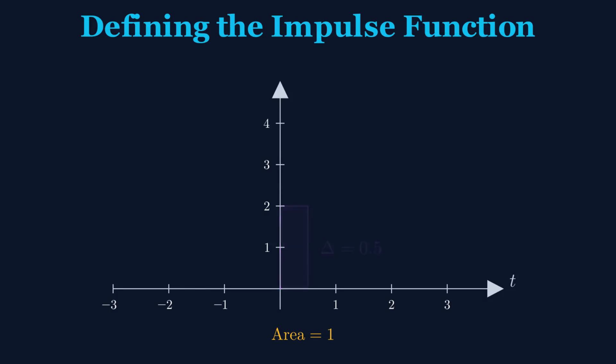Now take the limit as delta approaches 0. The pulse gets narrower and taller, but its area remains exactly 1. In the limit, we get the unit impulse delta of t, 0 everywhere except at t equals 0, where it is infinite, yet its total area is still 1. We draw it as an upward arrow at the origin with a label of 1.